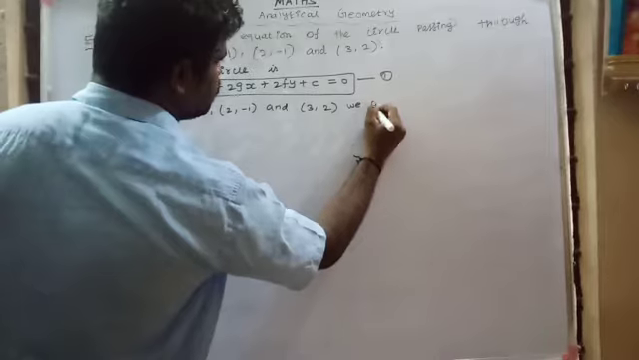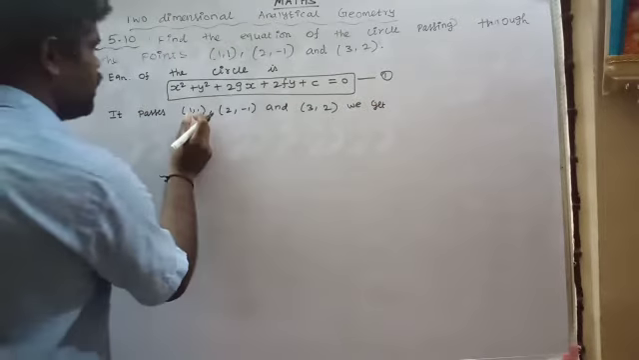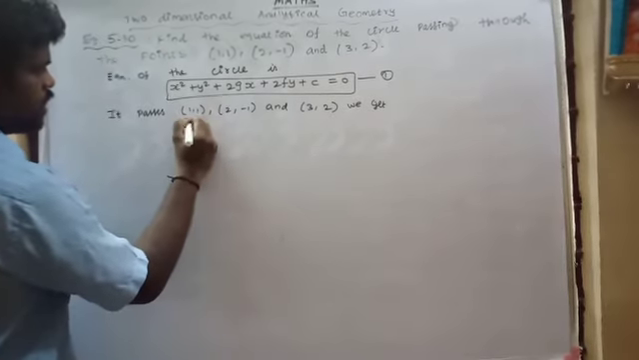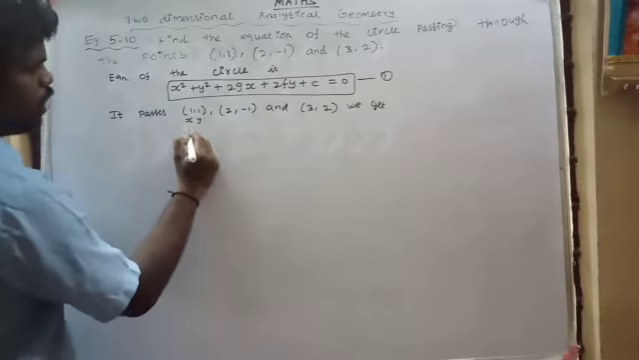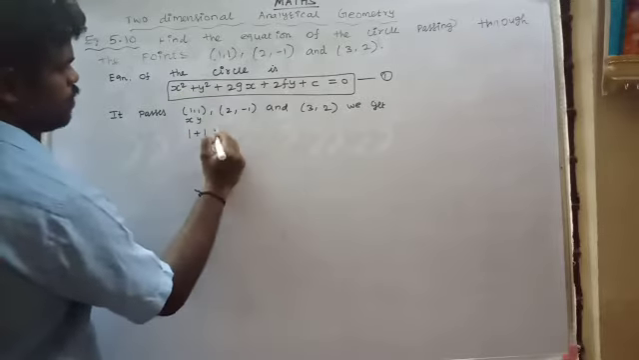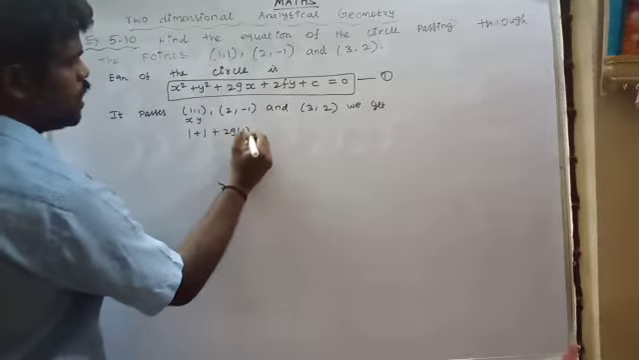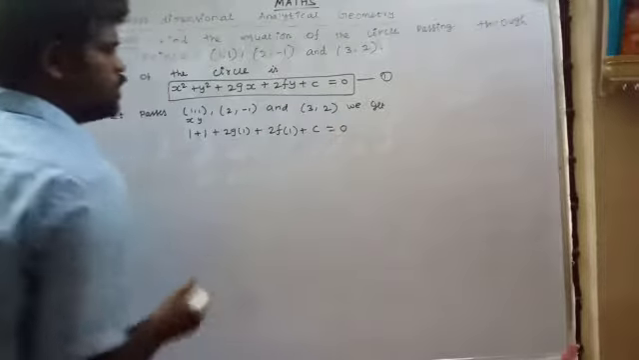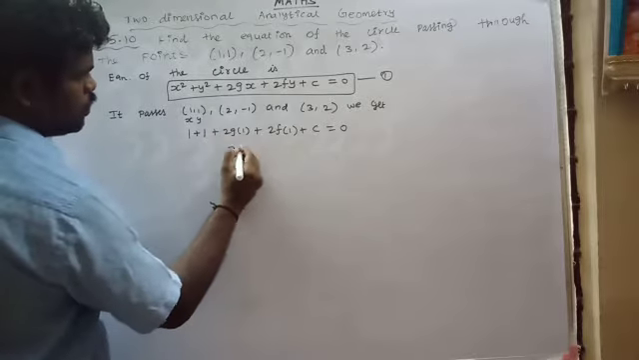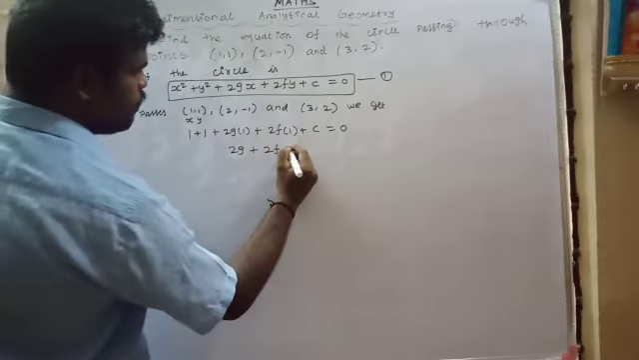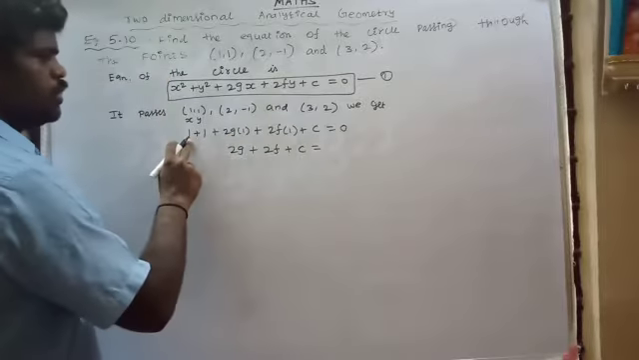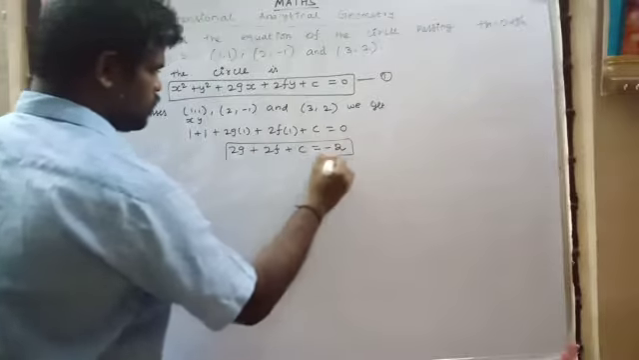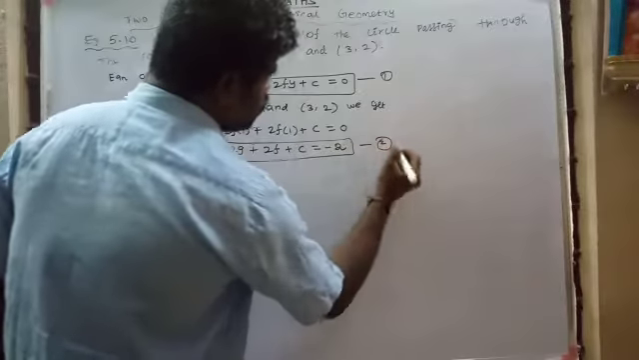We get, first of all, we apply in equation 1 the point (1, 1). This is x and this is y. What is the value here? 1 plus 1 plus 2g into 1 plus 2f into 1 plus c equal to 0. The equation we have is 2g plus 2f plus c equal to -2. This is equation number 2.